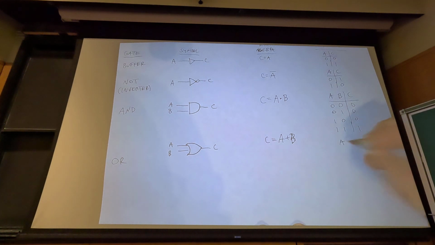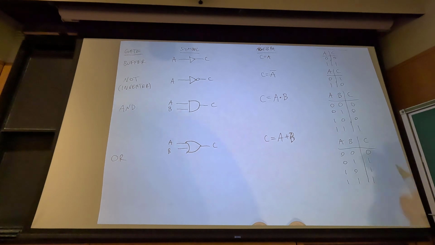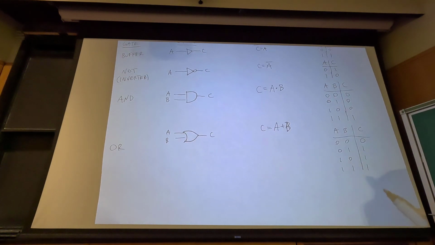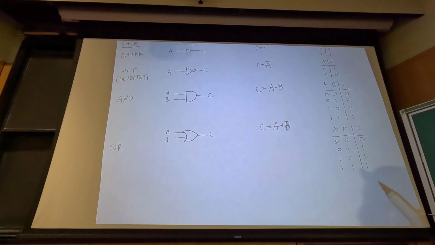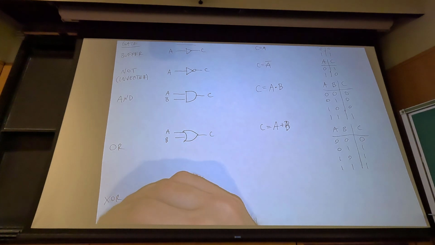And I got a little messy with leaving space for my truth tables here. This is kind of shifting down. But again, you go through the same combinations of inputs, and then for the OR gate, output is only 0 if both inputs are 0, and then the output is high if either or both inputs are 1. Okay?